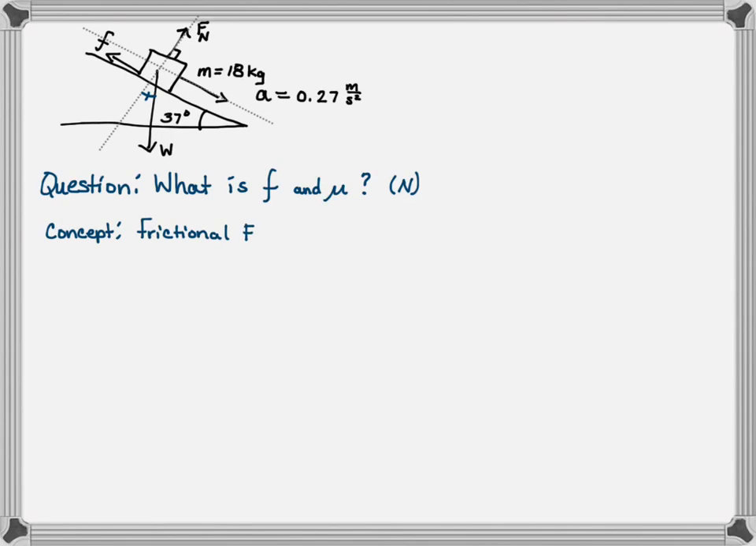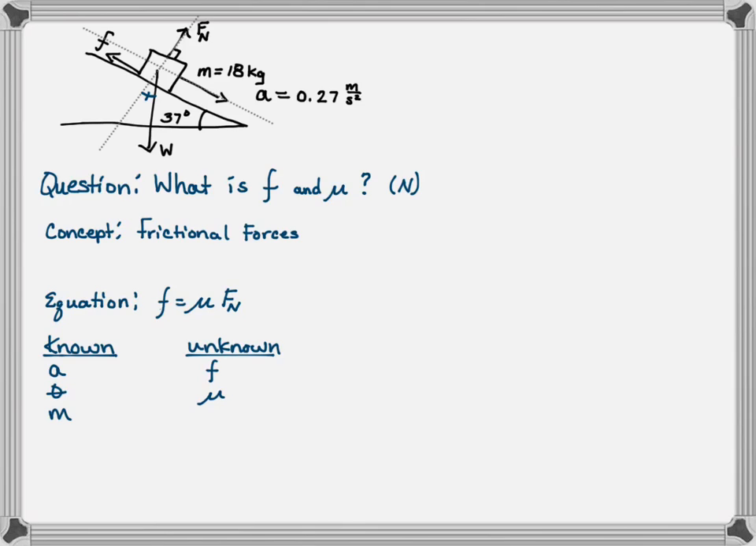The concept I'm going to start with is the frictional force, and that relationship or that equation is the frictional force is equal to the coefficient of friction times the normal force. So what is known is the acceleration, theta, and the mass. What is unknown is the frictional force and mu.